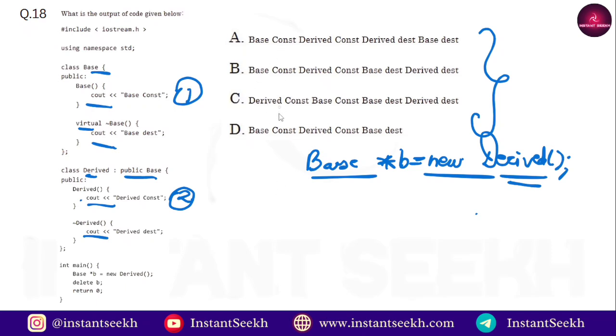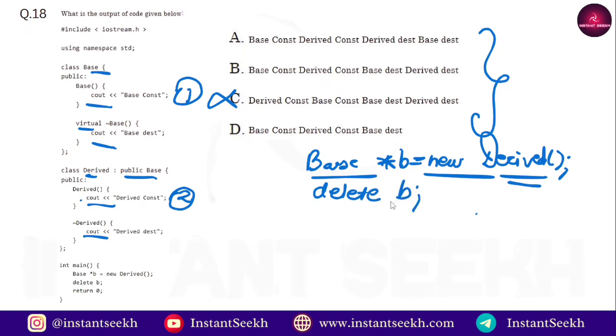So from the options you can eliminate "derived const, base const". This gets eliminated straight away. Then we have three options left with the same pattern. The next line is given: delete b.